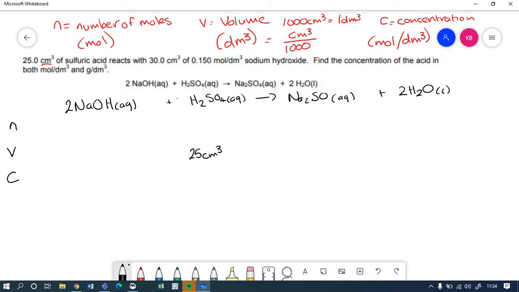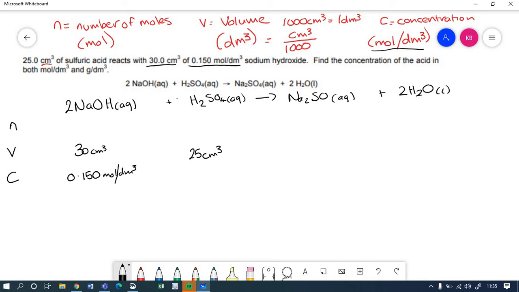From the next part, I'm reading through that there is 30 centimetres cubed and 0.150 moles per decimetre cubed. Now I'm looking at the units and saying moles per decimetre cubed. That means it's the C value, this value. So the volume is 30 centimetres cubed and the concentration is 0.150 moles per dm3.